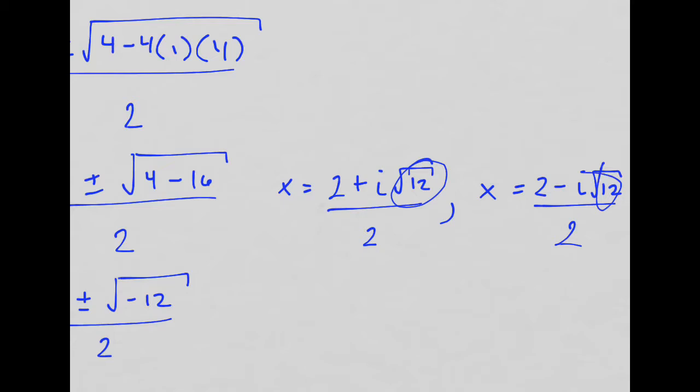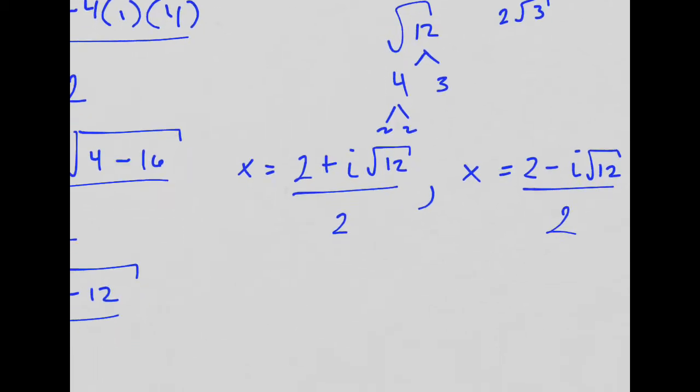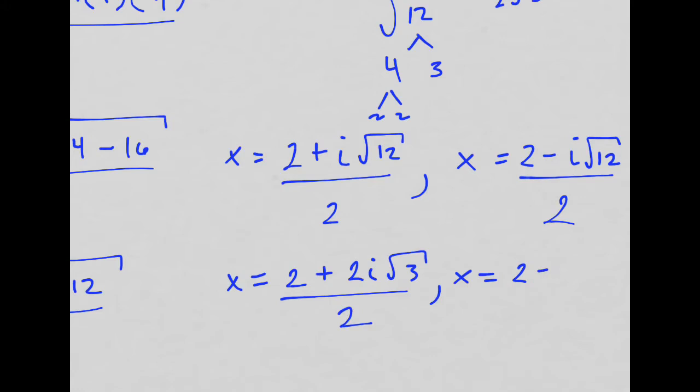And you could reduce that part. In fact, I will reduce it. What's the square root of 12? That's the same thing as 4 times 3, right? Which is 2 and 2. Anytime you have a pair, you take it out. So I have actually, looks like 2 root 3. So this is actually x equals 2 plus 2i root 3, all divided by 2. And x equals, this is going on forever, 2 minus 2i root 3. I just want to be thorough. All divided by 2. And you could split up the fraction and reduce, but for right now, I'm going to leave it like that.